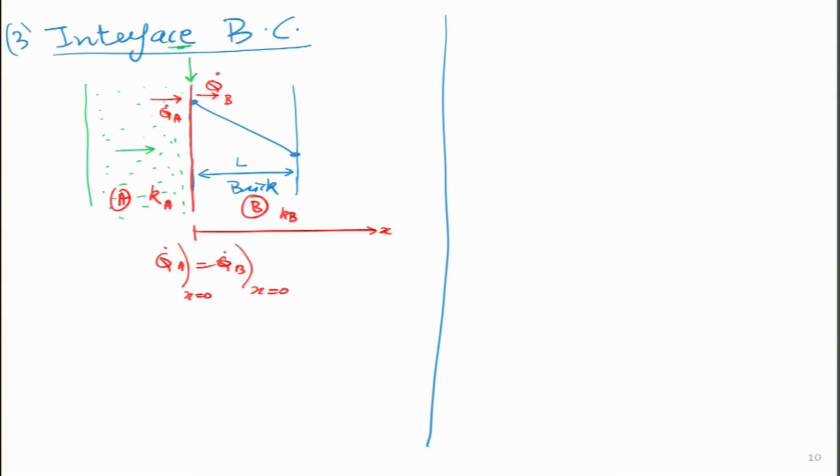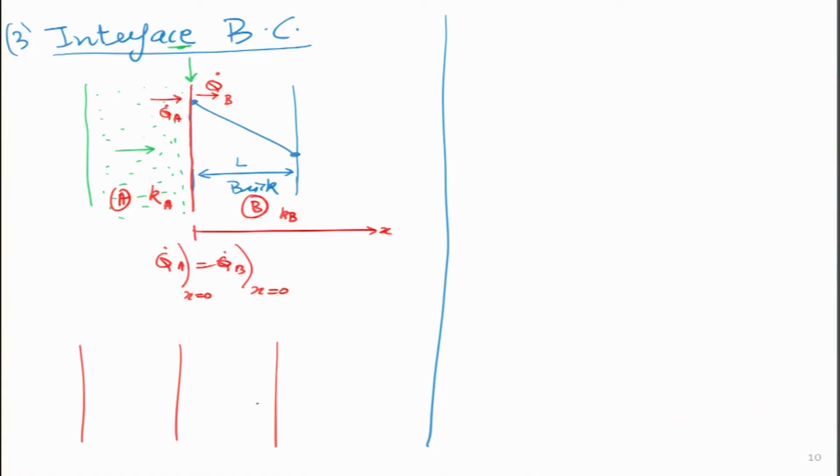Why am I making this cautious statement? Please listen to this part carefully. It is not always true that q dot A throughout the first wall is equal to q dot B throughout the second wall. I will give an example. Let us say heat generation is taking place in some portions of the wall. The temperature profile may be something like this over here, and over here the temperature profile might be different.